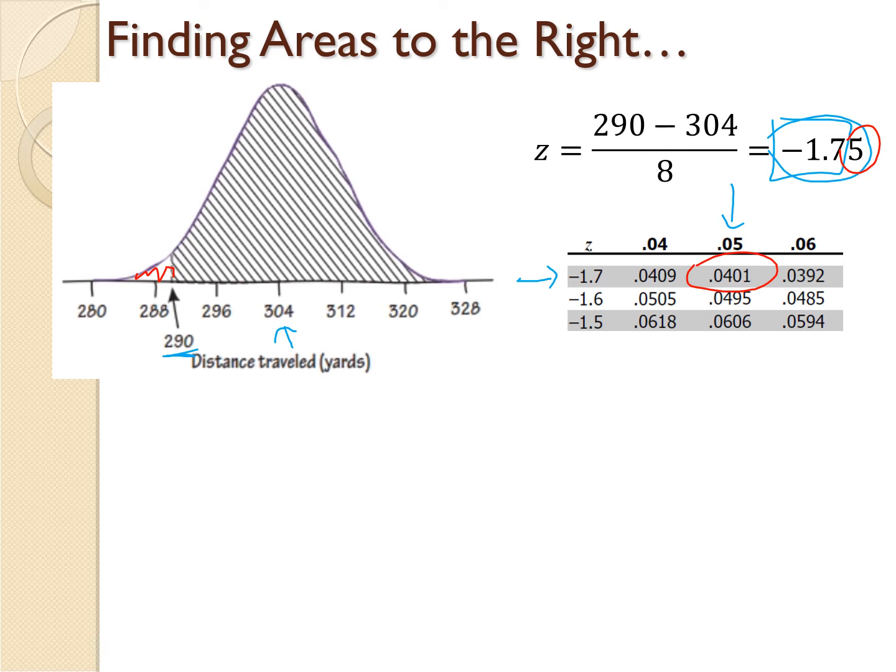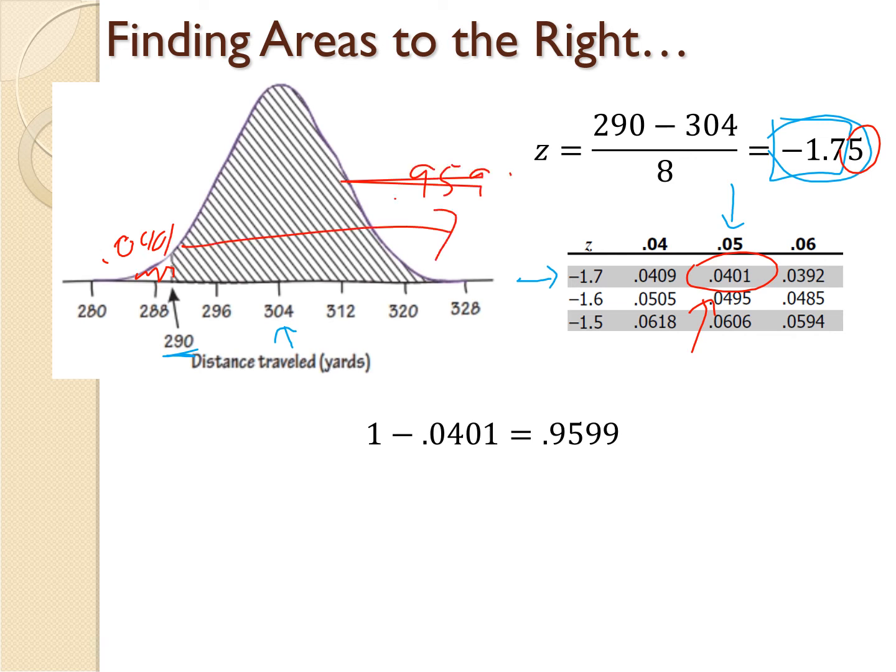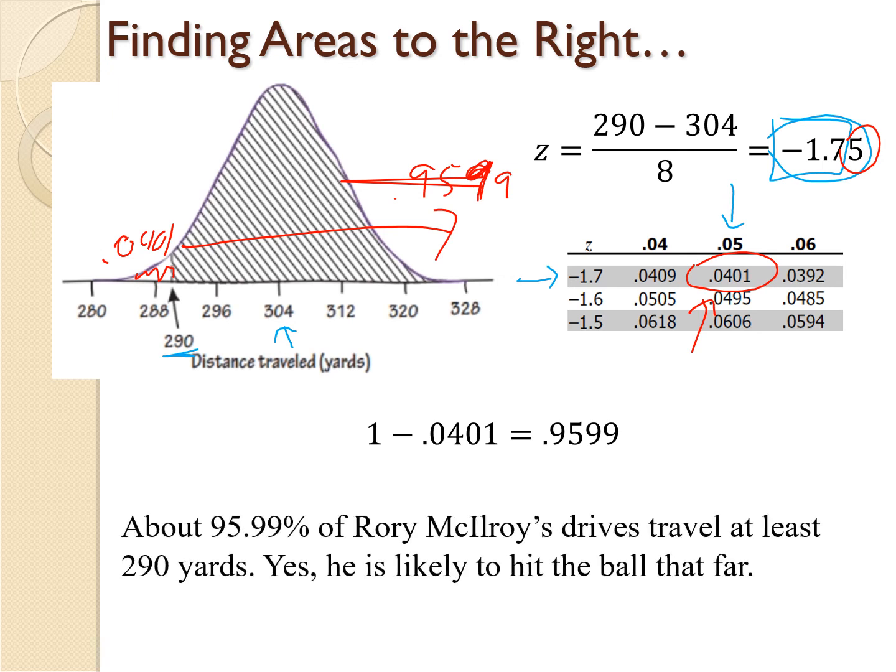We want the other side of it. So to get the other side, we're going to do 1 minus this value. This is 0.0401. Everything this way is 1 minus 0.0401. So together, they total 100%. So about 95.99% of his drives travel at least 290 yards. It asked, is he likely to hit it that far? Yes, he does so the vast majority of the time.